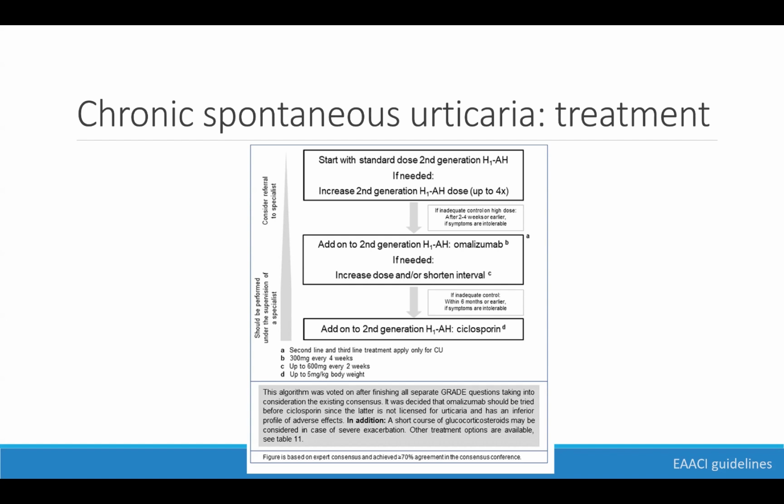If there is still inadequate control, within 6 months or earlier if the symptoms are intolerable, you can add on cyclosporine. In addition, a short course of glucocorticoids may be considered if the patient develops severe exacerbations.